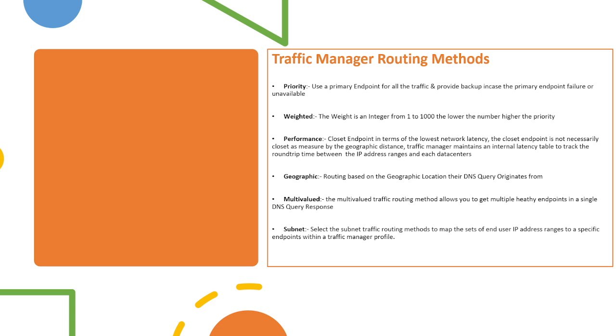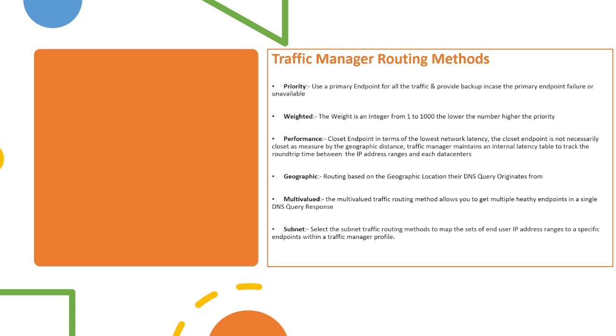See here, the weight is an integer from 1 to 1000. The lower the number, the higher the priority. So the first web application server is 1, maybe the second is 2, then 3 and 4, it goes like that. Depending upon the weightage, the routing will happen here. Then performance based. If you select performance based, the traffic manager himself will decide. If there are 10 application servers, whichever responds very quickly to the traffic manager will be the first application server used.